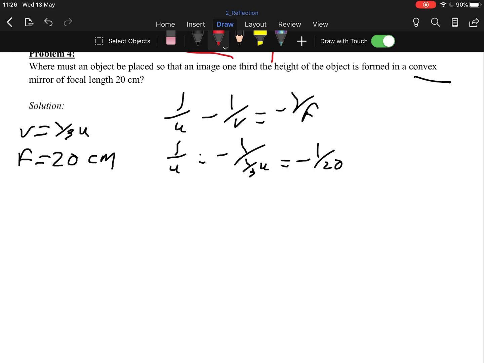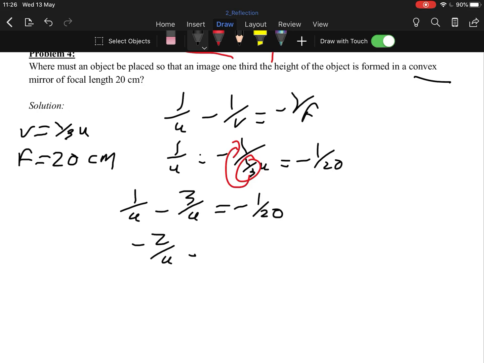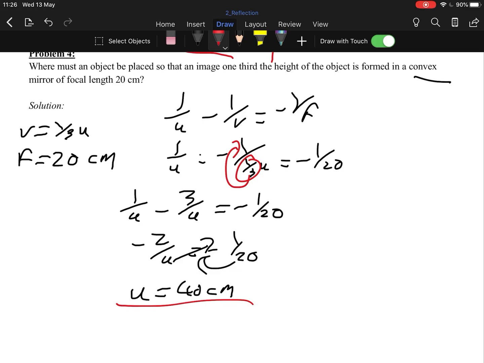Now, if you have a fraction below a fraction, you take the bottom below the line and you put it above the line. So 1 over u minus 3 over u equals minus 1 over 20. So this becomes minus 2 over u equals minus 1 over 20. Okay, so you cross multiply, u goes up, 20 goes up, and we get u equals 40 centimeters. Okay, done. So it's very straightforward.